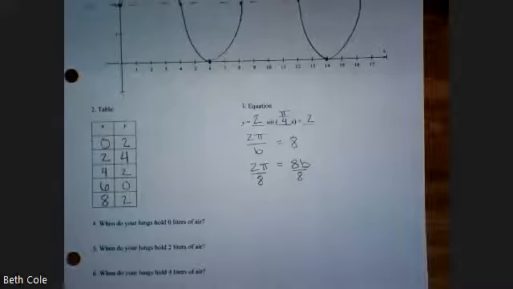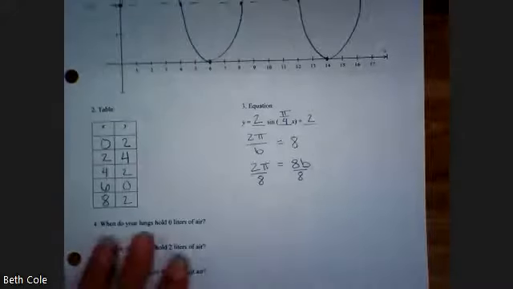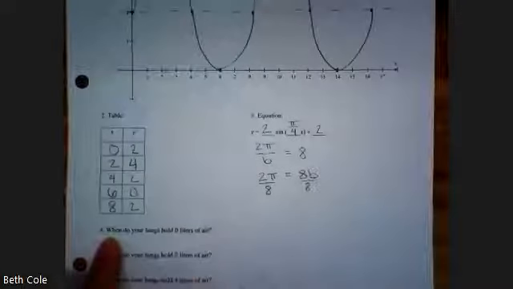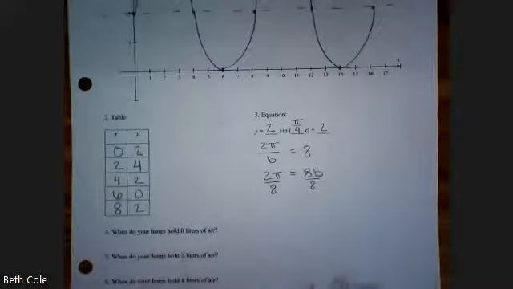So that's our equation. And then I'm going to ask you some questions, and you can get it just from looking at the graph that we did. When, so this should be in seconds, when do your lungs hold 0 liters of air? So look at your graph. At what time do we have 0 liters in our lungs?